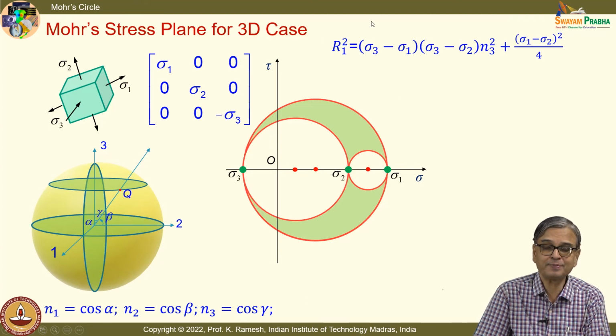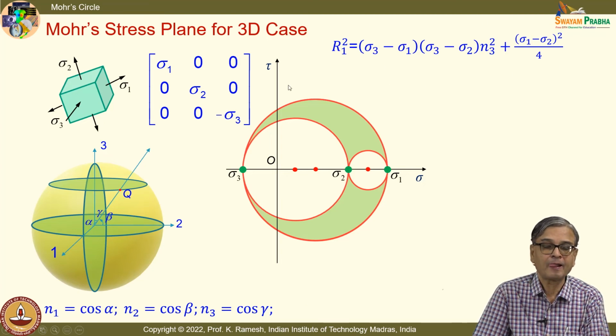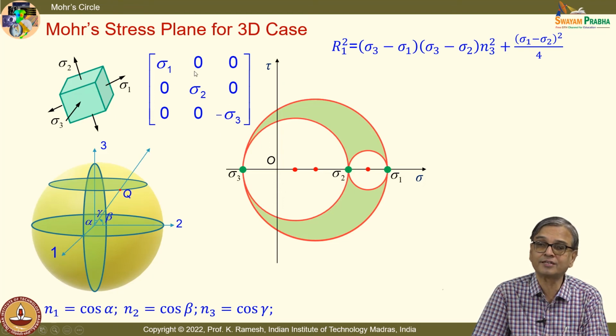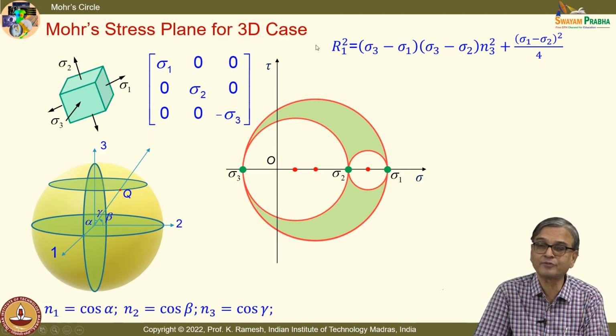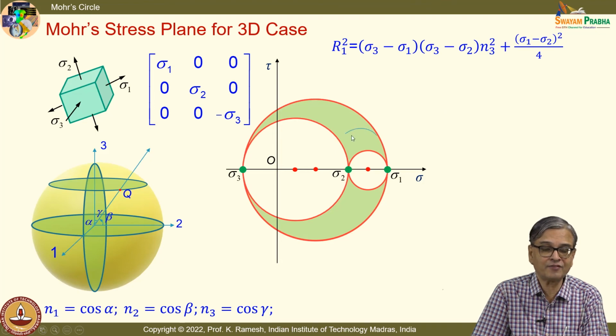You have an expression. I have radius R1 given, because I already know the values of sigma 1, sigma 2, sigma 3. From the point of interest, I know the direction cosines. So whatever quantities you have on the right side are completely known, and I can estimate R1. And R1 is an arc of the circle, from the first circle.